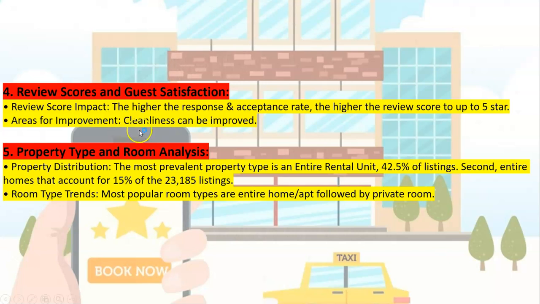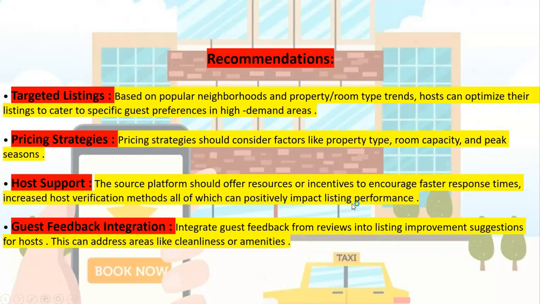Areas of improvement. Cleanliness can significantly be improved. Property type and room type. Property distribution. The most prevalent property type is an entire rental unit with 42.5% of the listings. Room type trends. Most popular room type are entire home/apartments followed by private room.